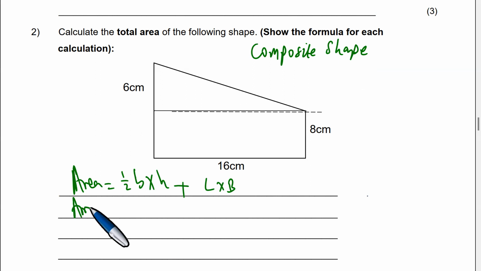So, area. We use this formula because the top is a triangle. If the top is a triangle, then we say half base by height. This is 16, and this is also 16, because the bottom is a rectangle. So we have the area formula to use for the triangle, and then the rectangle formula to use for the base of the composite shape. So using that formula, what do you think the answer to the question is?